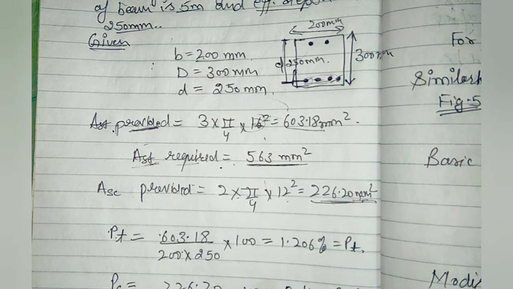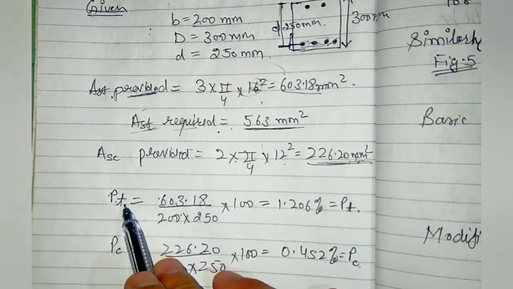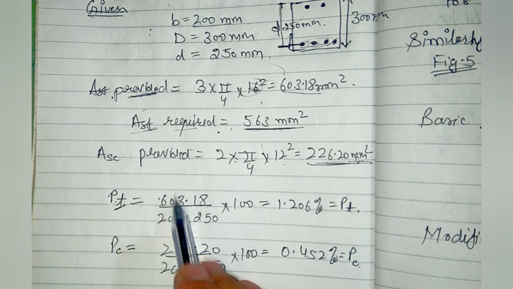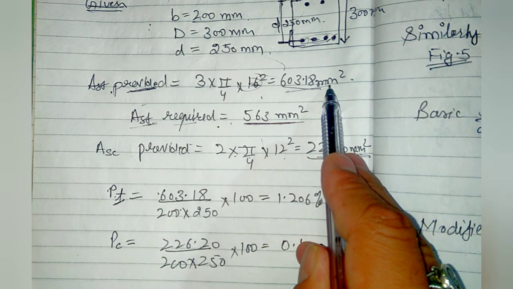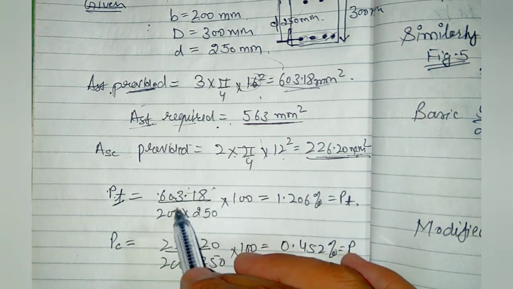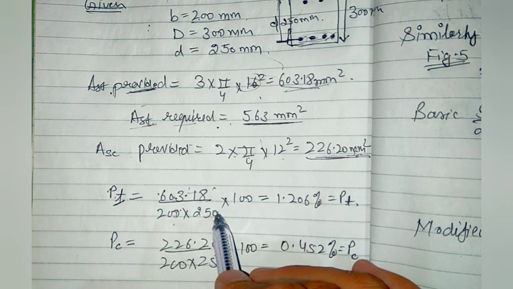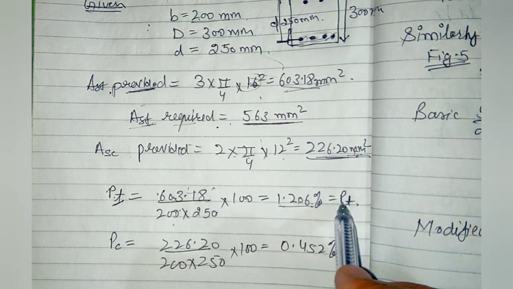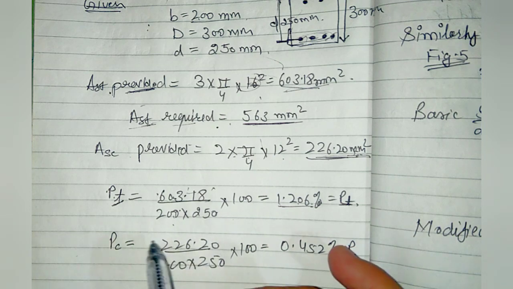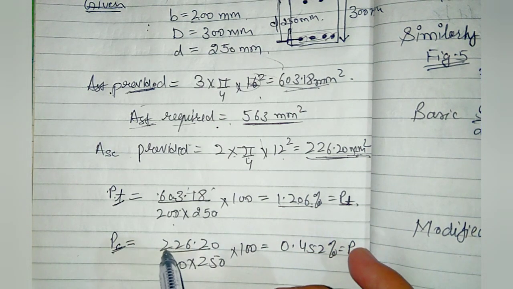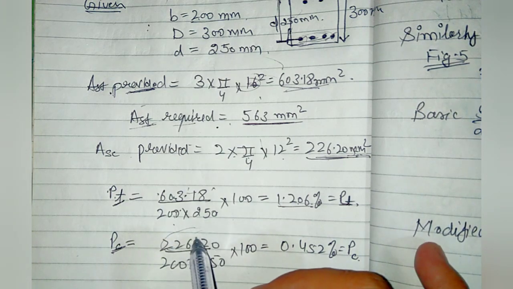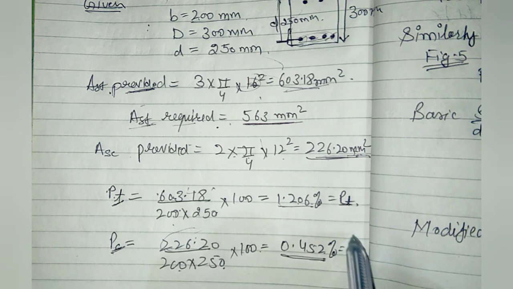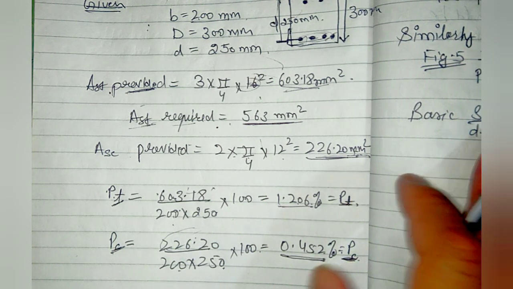Clear. Now we'll calculate the percentage of steel in tension. This is the steel provided, 603.18 mm square, divided by B into D. We multiply by 100, that will give you the percentage. It is coming out to be 1.206%. This is the percentage of tensile steel. Now we'll calculate the percentage of compression steel. This is the Asc, that is compression reinforcement, divided by B into D, multiplied by 100. It is coming out to be 0.452%. This is your percentage of compression steel.